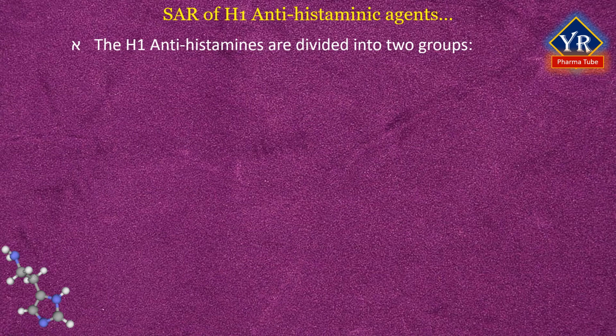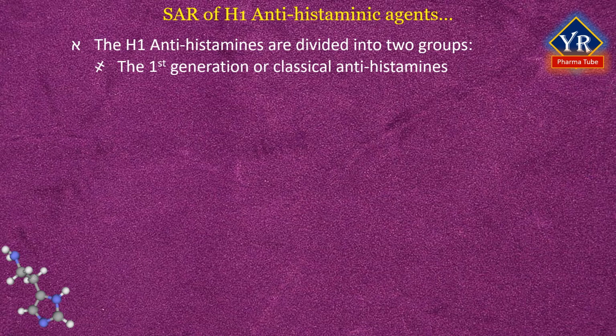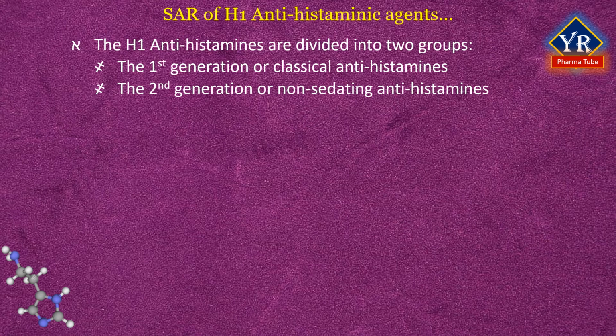The H1 antihistamines are structurally divided into two groups. The first generation are classical antihistamines and the second generation are non-sedating antihistamines. The differences between the two series of first and second generation antihistaminic drugs are mainly based on the sedative and non-sedative property of the drugs. The detailed structure-activity relationship analysis focuses on the structural requirements for the first generation agents.